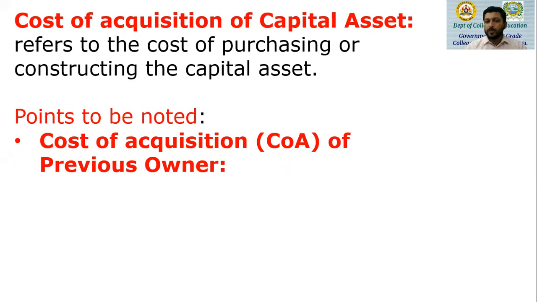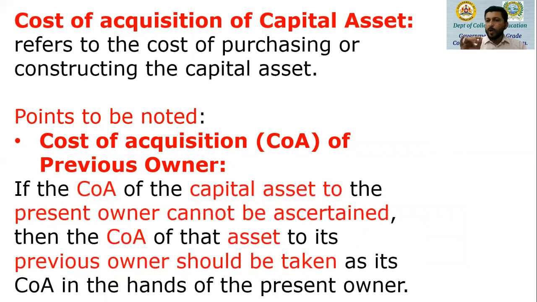Cost of acquisition of the previous owner. Suppose the cost of acquisition of the capital asset to the present owner, the person who is the owner of that asset right now, cannot be ascertained, then the cost of acquisition of the asset to its previous owner should be taken as COA in the hands of the present owner. Let's take, for example, a father had purchased a property in 1960. And as per the will, in the year 2015-16, say, the property is transferred in favor of his son. And in the year 2019-20, the son decides to sell that particular property.